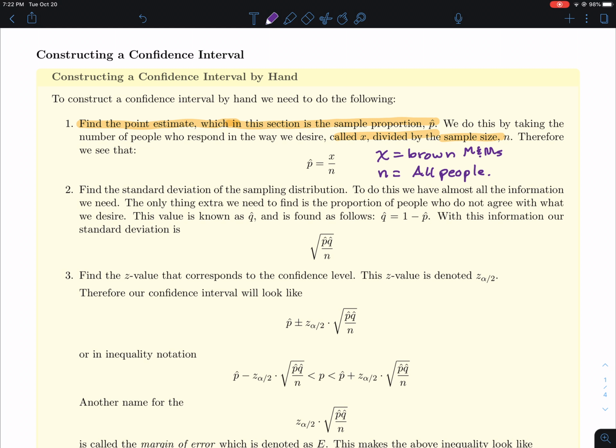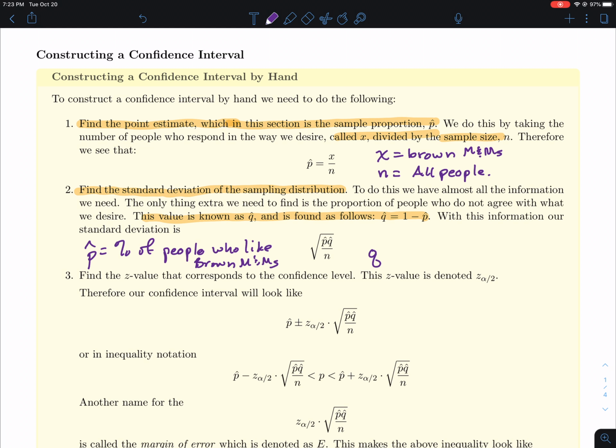All right. The next thing we have to do, after we've found that or it may have been given to us, is find the standard deviation of our sampling distribution. This one's a little ugly looking and a little bit different. First we need to find this value Q hat, which is basically all the other people. Using the example above, P hat was the percentage of people who like brown M&Ms.